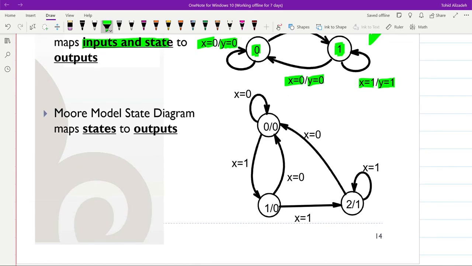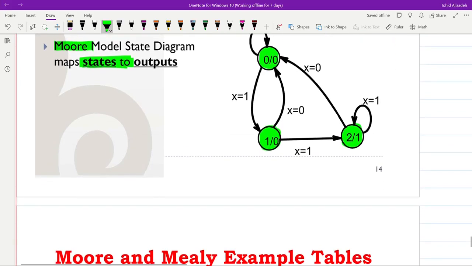In the second case here, we have the Moore model, and the outputs are a function of the states only. So they are shown here. When we are in this state, the output is equal to 0. In this state, output is equal to 0. And in this state, output is equal to 1. So you can differentiate the Moore and Mealy models from each other in this way.